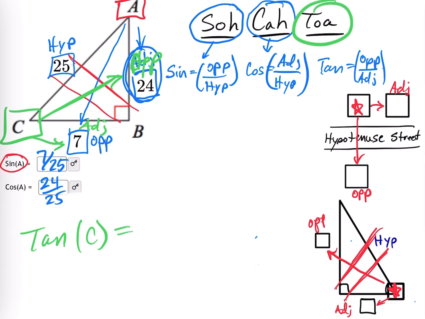Well, in this case, if I say what's the tangent of angle C, that's opposite 24, that neighbor across the street, over the adjacent side 7. That's how those work too. So it all depends on where your angle lives, depending then on what the opposite side and the adjacent side are going to be. Hope this video helps, and good luck.